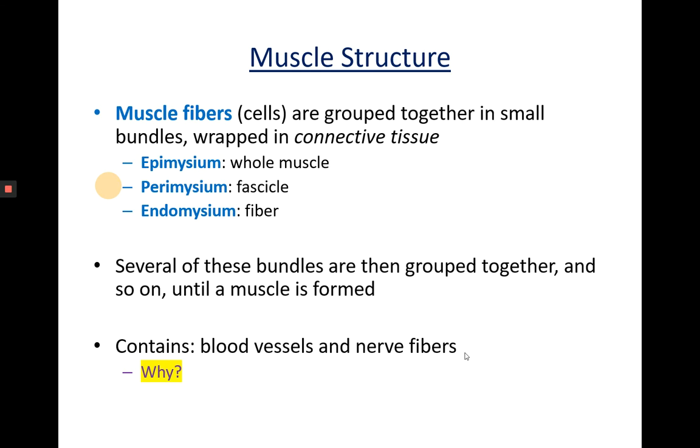Also, I want you to think about why you would have a lot of nerve fibers in your muscle. So answer that question and write it down somewhere. And then I'm going to have a little Q&A session with you during the collaborate session. And I'm going to ask you that one again. Why would your muscle cells have so many blood vessels and nerve fibers?